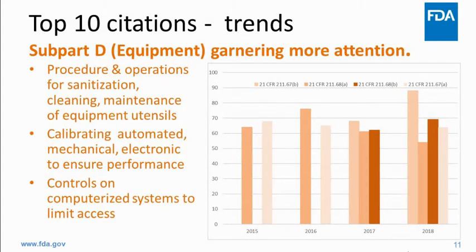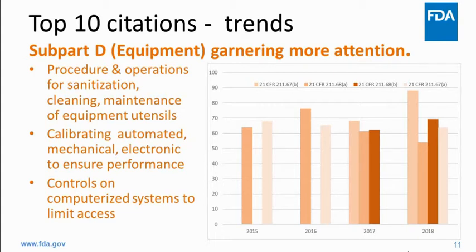So looking a bit further, an area that's been garnering more attention recently is around subpart D equipment. What we're seeing is that 211.67(a) and (b) seem to be cropping up. It's around the need for equipment to be cleaned and maintained at a suitable and appropriate frequency, or that the procedures needed for maintaining, sanitizing, and cleaning of equipment and utensils are not being adhered to.